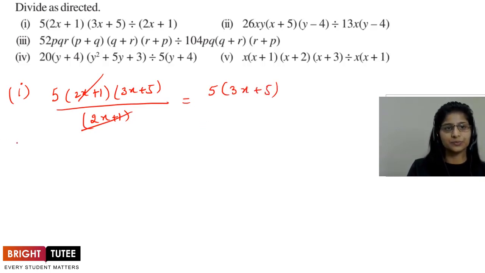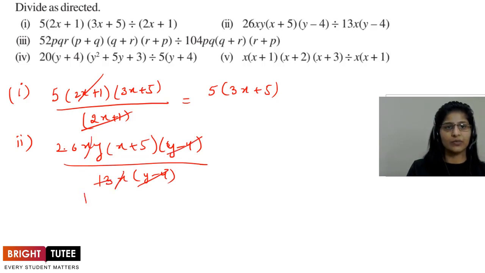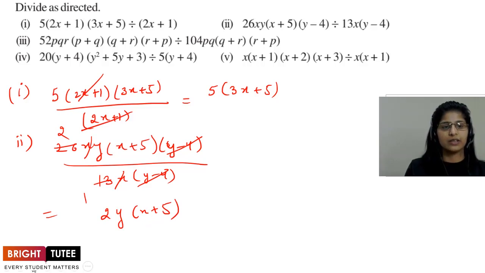Quite easy to do. Second part, 26xy into (x plus 5) into (y minus 4) is going to get divided with 13x into (y minus 4). So y minus 4 cancels, x and x cancel, 13 ones are 13, 13 twos are 26. So you're left with 2y into (x plus 5). Right? Already the factorized form is given to us.